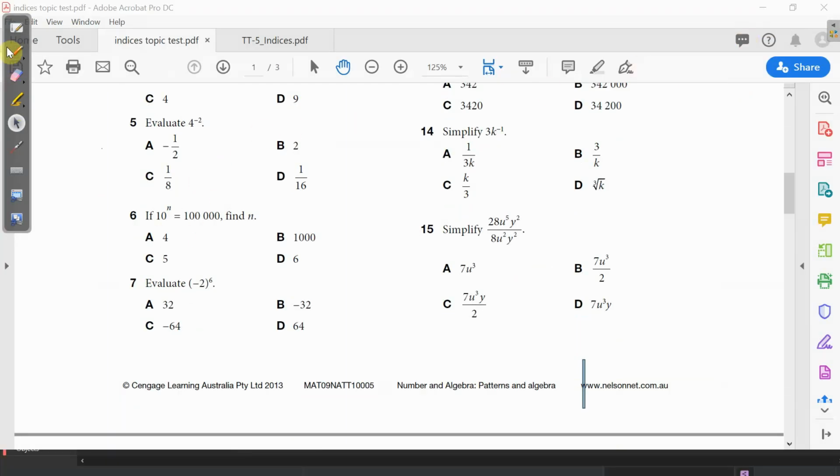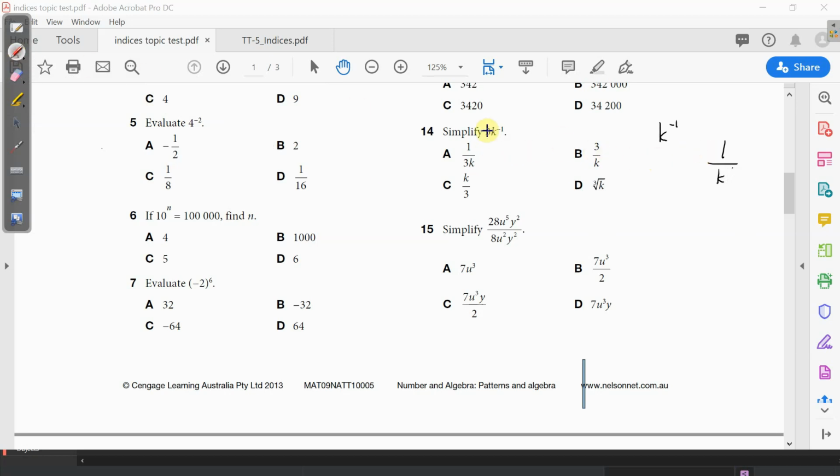Okay, let's have a look at some of these other ones. So negative indice here, remember that only applies to whatever's on its left. So it's only the k that is to the minus 1. If it was k to the minus 1 by itself, it would be 1 over k to the power of 1, or just 1 over k. So, I'll leave that here. Yep. Okay.